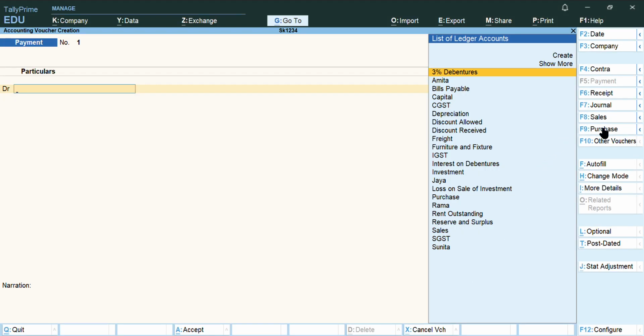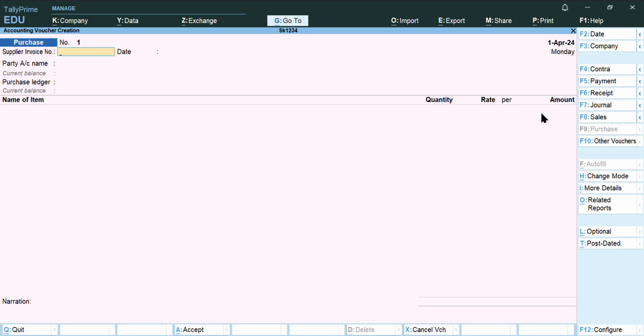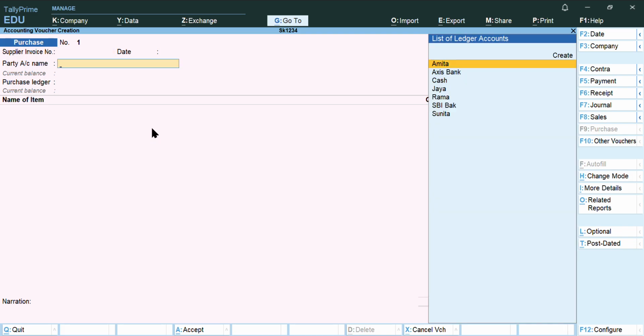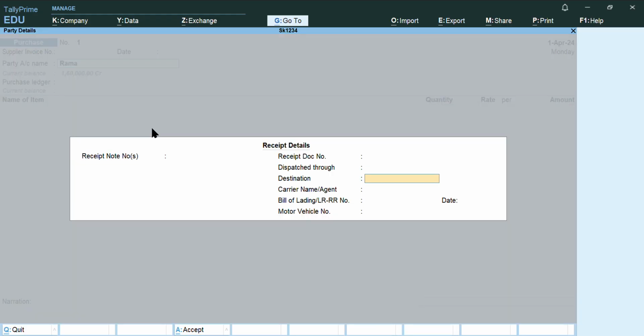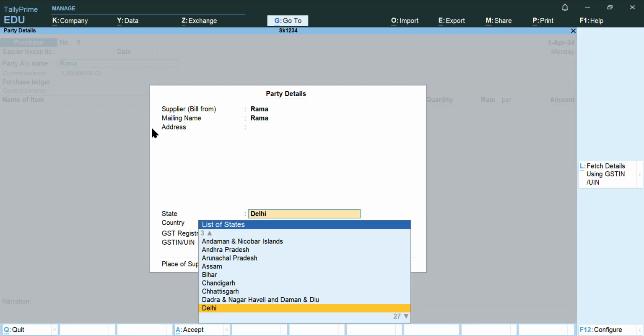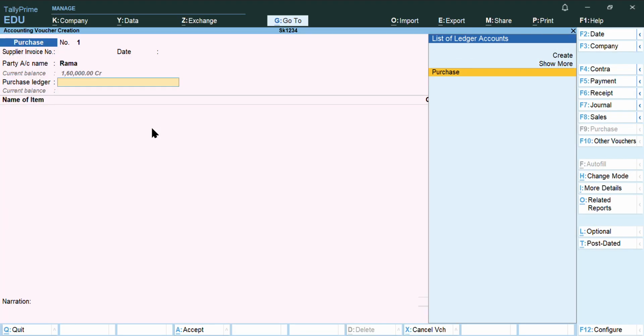This is purchase voucher. Okay, we clicked on this. Now this is the voucher appearing. Now what is the party name? The name of the party was Rama. Okay, Rama. All right, it is asking a lot of information. Just flip through this. We don't need this. All right, this is all we are just writing.